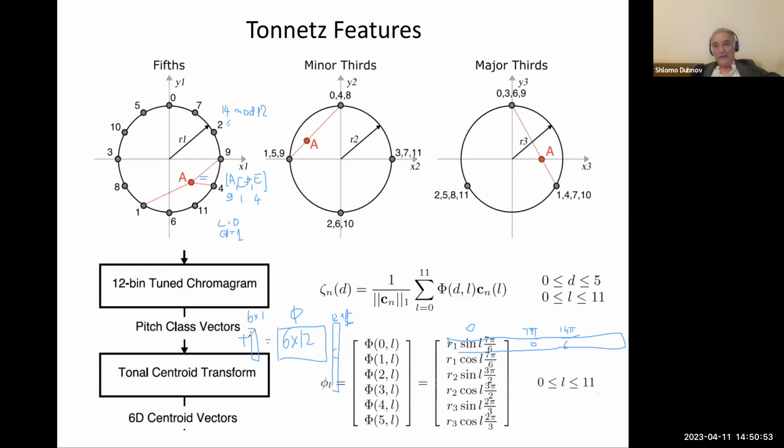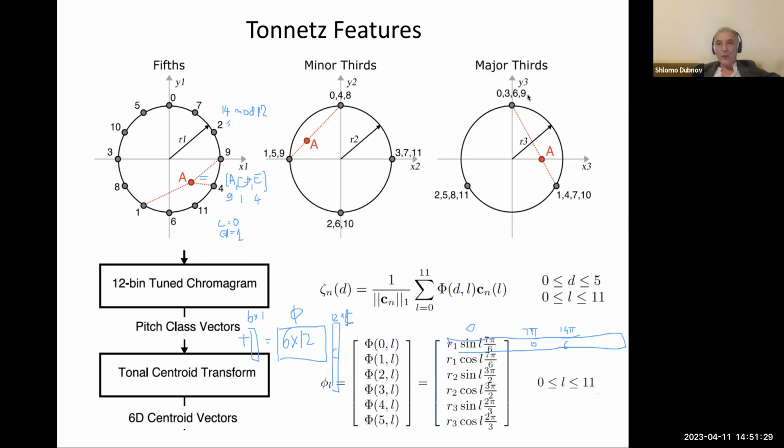Great, so I went through all of these explanations for what this graph means. I can provide the reference to the paper that explains this whole idea. But for the purpose of this discussion, all we can think is that this takes the 12 bins and represents them by six dimensions, where every dimension positions the chroma relative to the circle of fifths, circle of minor thirds, and circle of major thirds.